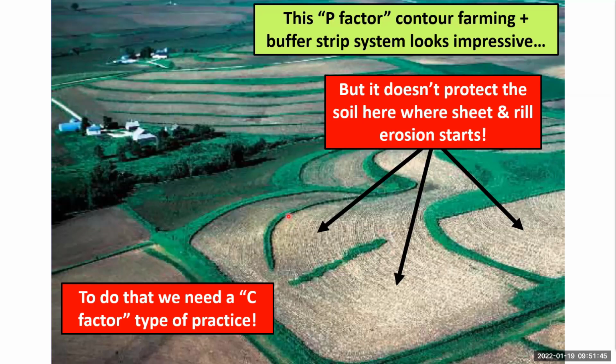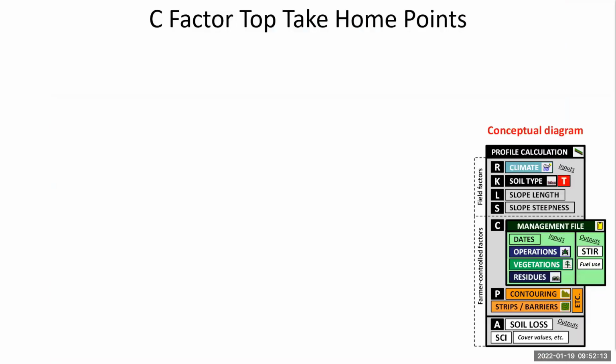These support practices do not protect the soil, okay, here, where sheet and rill erosion starts. On these side slopes, when they're bare, or when there's any soil exposed, those raindrops are going to impact, they're going to detach. These support practices are there more or less to catch the runoff after it's already started. So to protect the soil in the bulk of the field, we need a C factor type of practice. Okay, so that's kind of the difference between C and P.